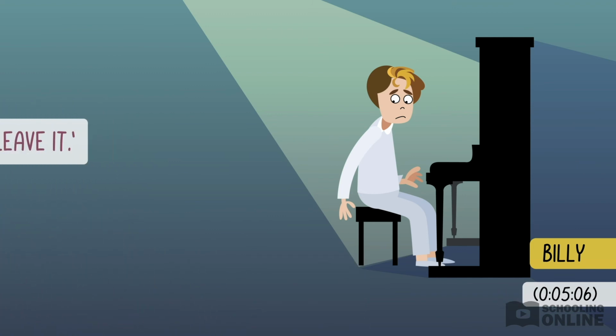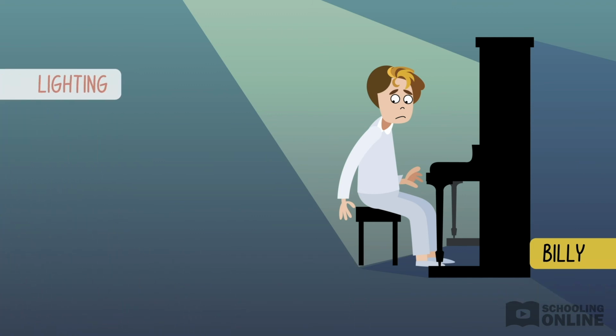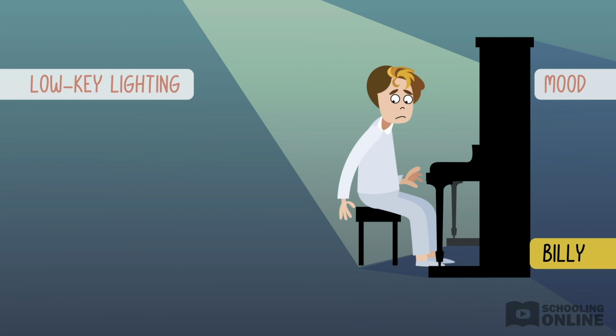Yikes! The lighting in this scene also indicates the pitiful state of the family. The low-key lighting makes the room very shadowy and gloomy. This creates a sullen mood or emotional atmosphere and emphasises the dark time the Elliots are experiencing.